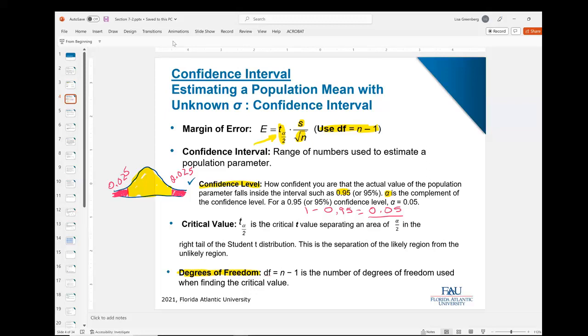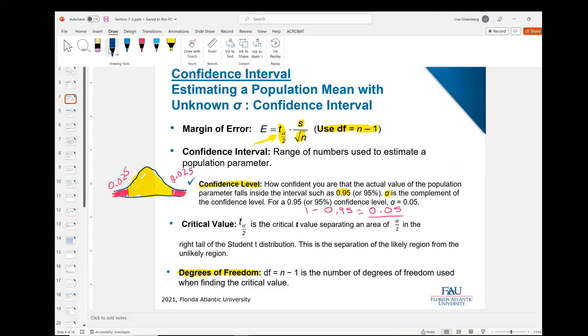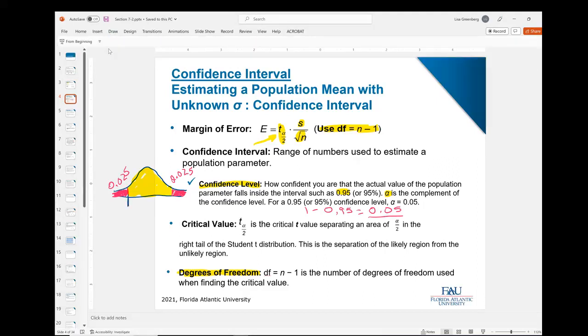So one thing we're going to do is find the critical value. Remember, what's the critical value? The critical value is this number right here, right? So the critical value is the critical t-value separating an area of alpha over 2, which in the case of 0.95 is, so alpha is 0.05, so alpha over 2 is 0.025 in the right tail of the student distribution.